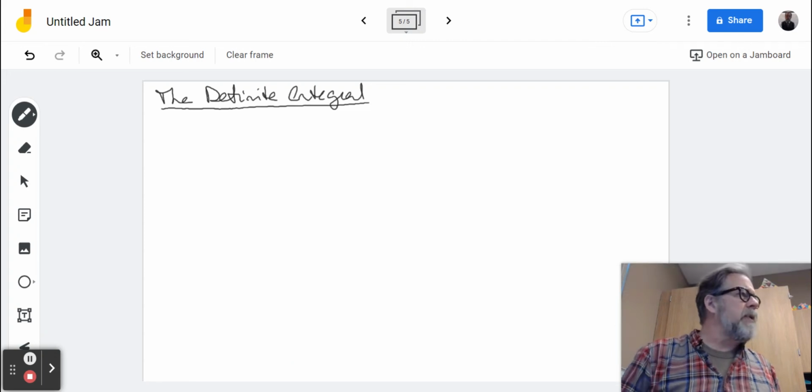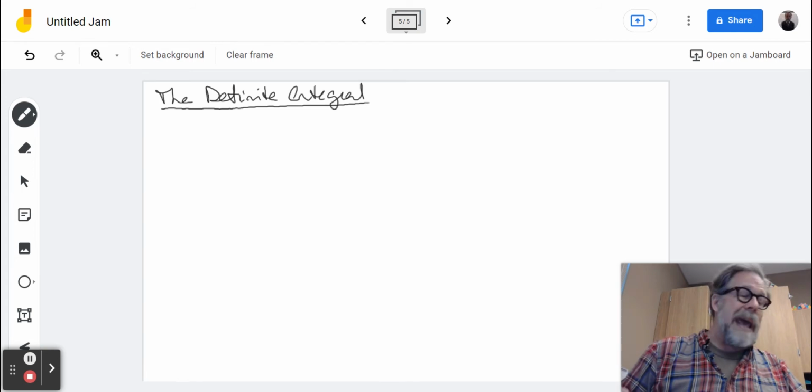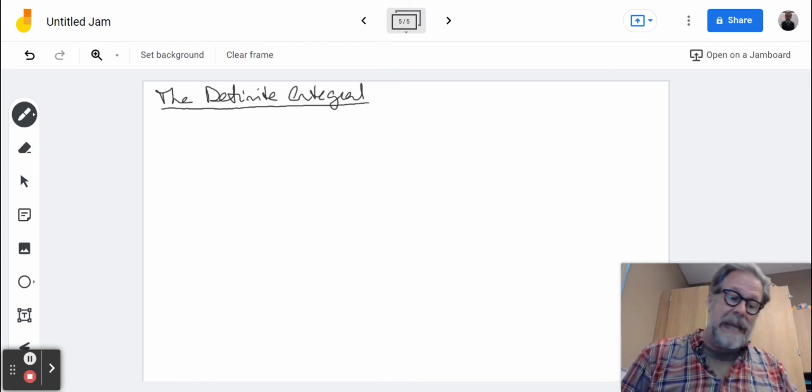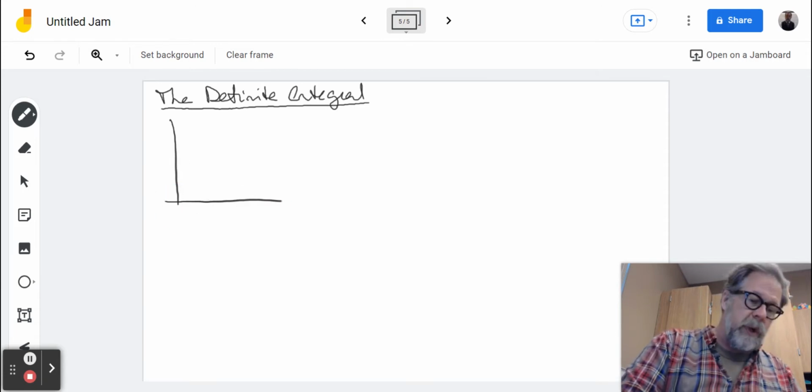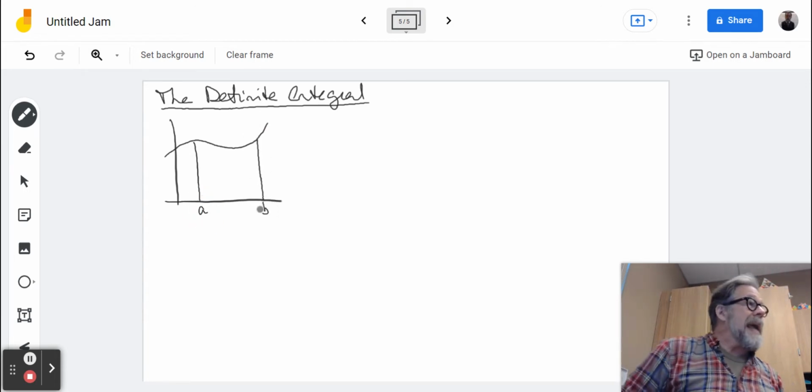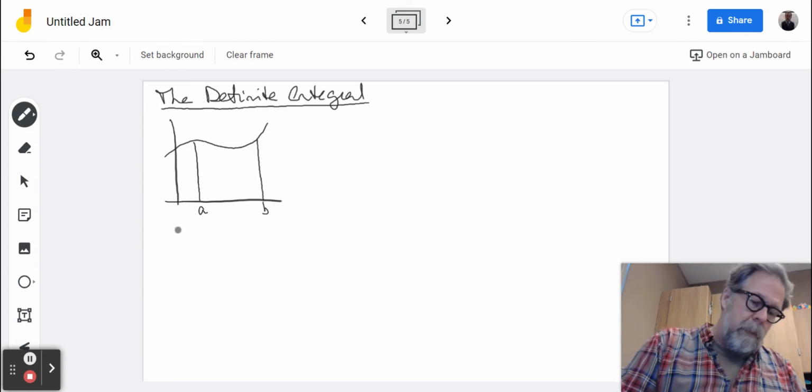All right, welcome to video 3 of the definite integral. And today we are going to actually get to what we mean when we say integral. So let's talk about this integral, which is the area under this curve between A and B. And we are going to split this up into n rectangles.